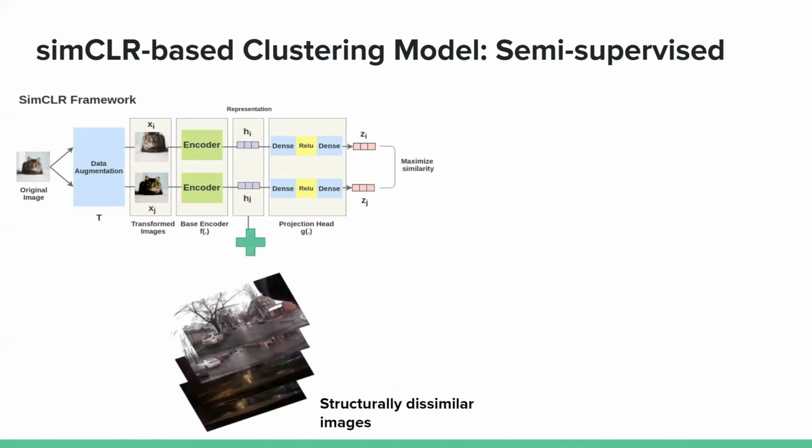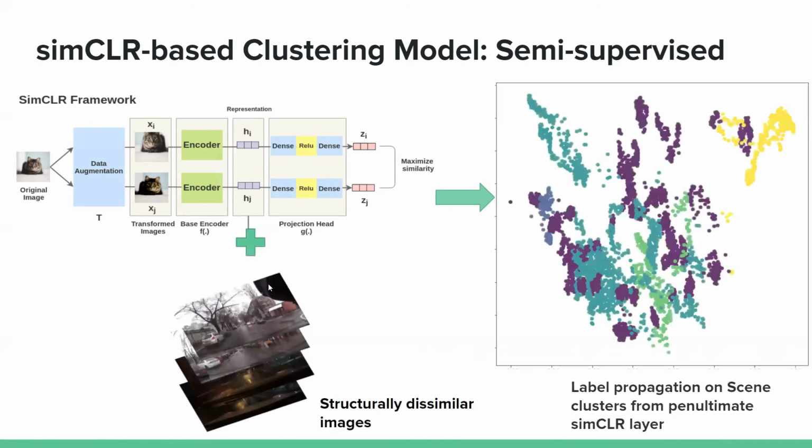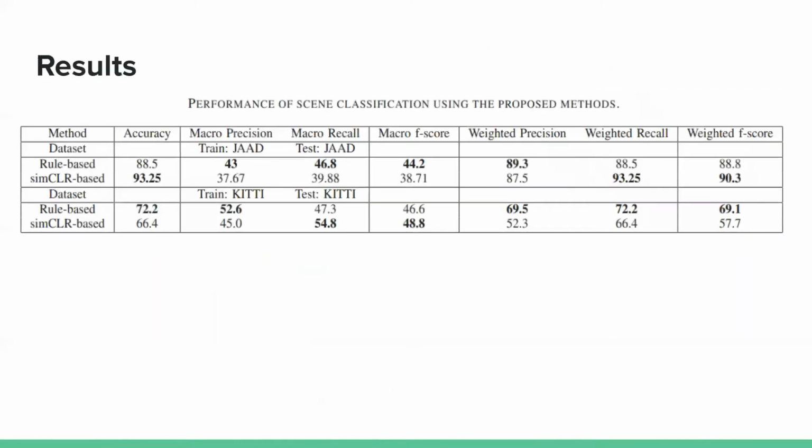So that's the reason why we are combining this particular model along with the images that have different structural similarity, and then what we apply is label propagation, so that we can figure out the clustering nature in the underlying distribution altogether. Now let's look at the final results.